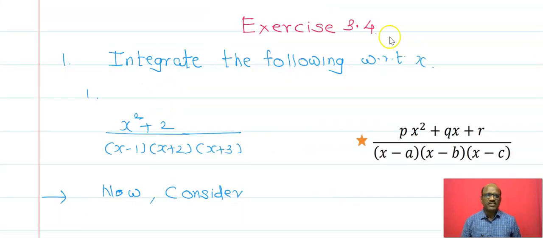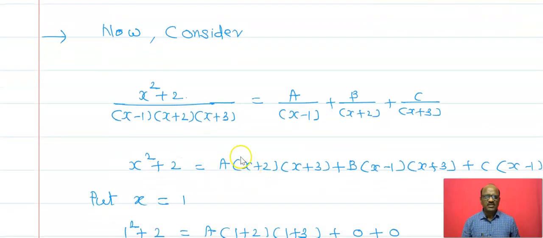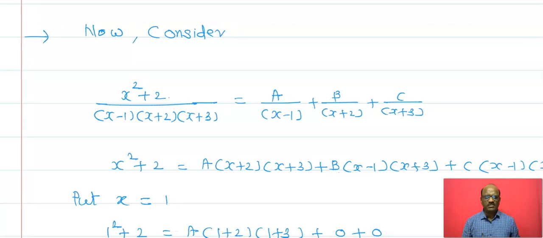Now here we will start the exercise 3.4. Integrate the following with respect to x: x square plus 2 upon x minus 1 into x plus 2 into x plus 3. It is of the form px square plus qx plus r upon x minus a into x minus b into x minus c. Now this can be written as a upon x minus 1 plus b upon x plus 2 plus c upon x plus 3. Now we'll find out the values.